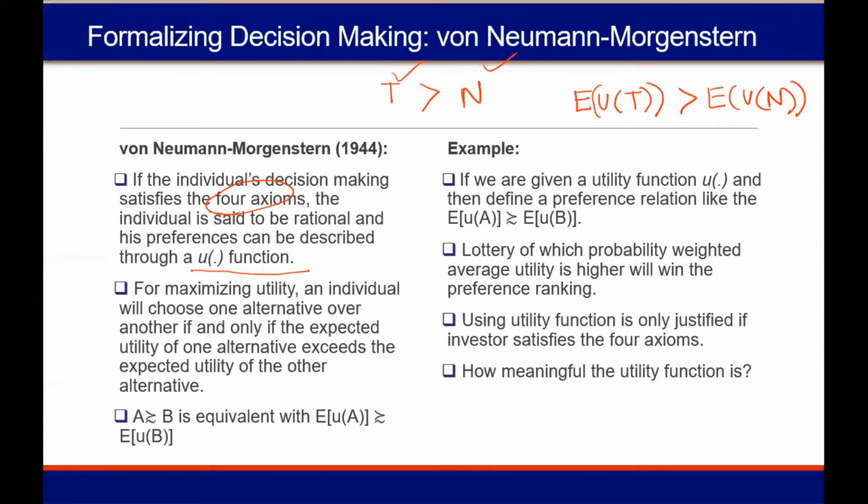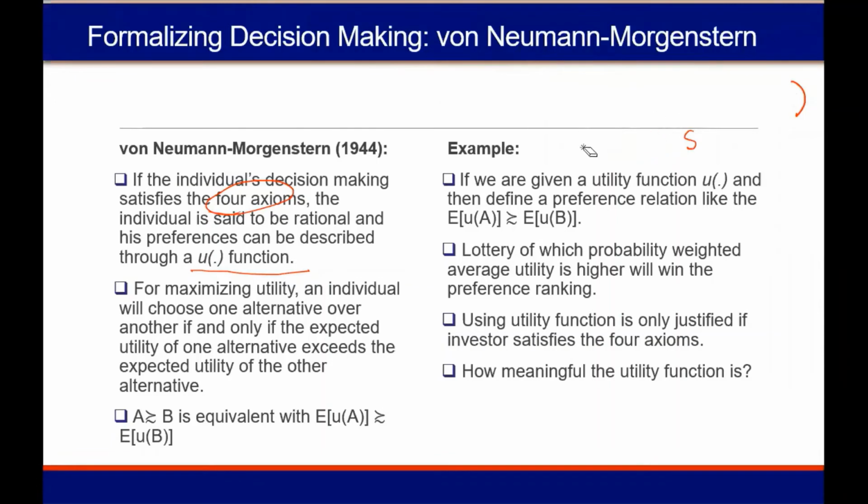So if your asset manager is preferring a certain stock, for example Walton over Singer, he needs to prove that the expected utility you as an investor get from investment in Walton is greater than the expected utility you will achieve from the investment in Singer.